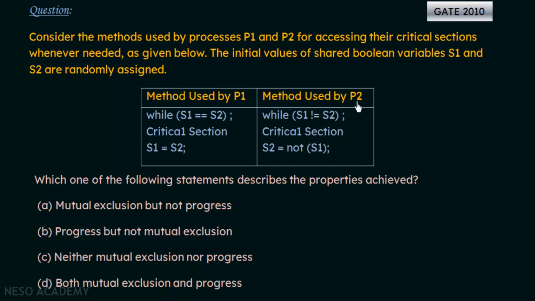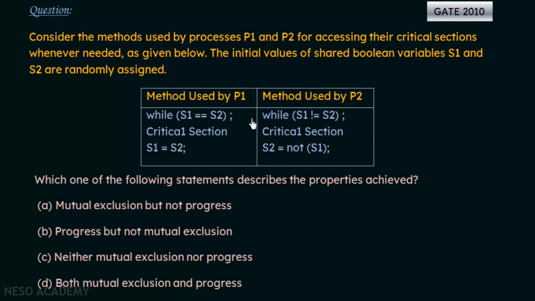And then in process P2, we see that while S1 is not equal to S2, it will not be able to enter the critical section. It will be able to enter only when S1 is equal to S2. So we see here clearly that mutual exclusion will be achieved, because for P1, only when the condition S1 equal to S2 becomes false, it will be able to enter the critical section. But for P2, only when the condition S1 is not equal to S2 becomes false, it will be able to enter the critical section.